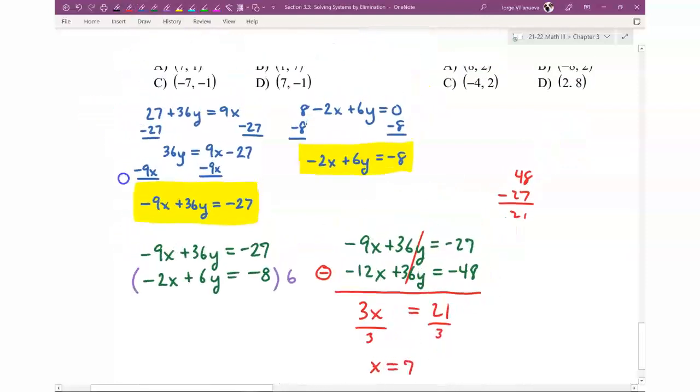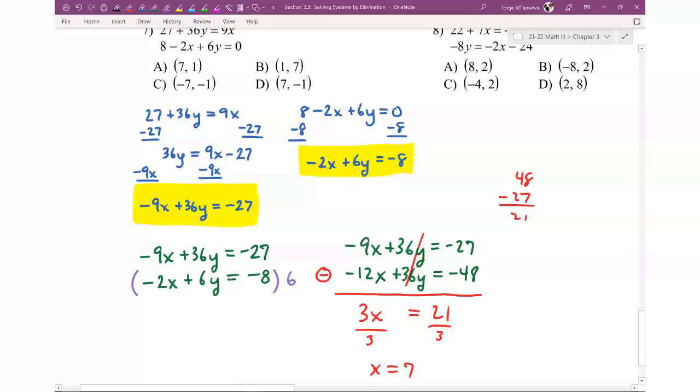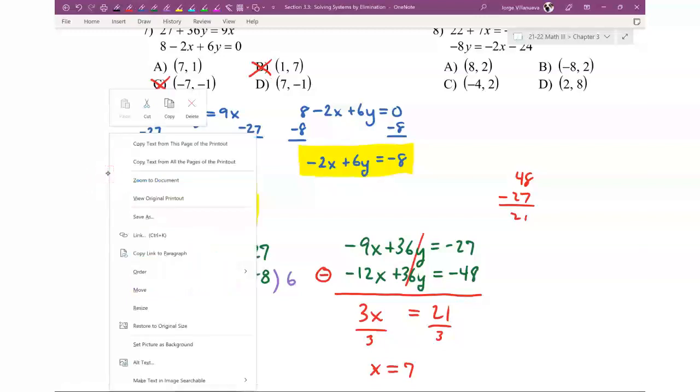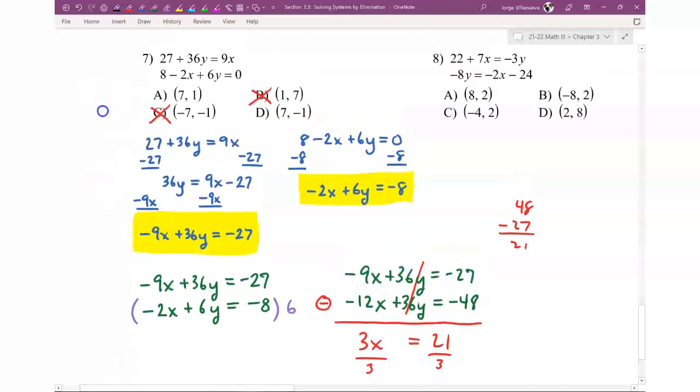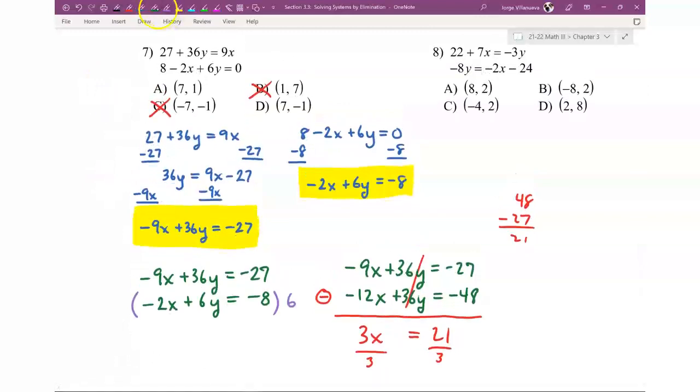I'm just curious. Do I know my answer based on that? Well, I know it's not C and I know it's not B. But it's either going to be 7, 1 or 7, negative 1. So I got to plug it back into an equation. All right. Which equation? I don't know. Can I do the top one? Are you guys okay with the top one? I think that might be the easiest one. Maybe. So I'm just going to try that one.